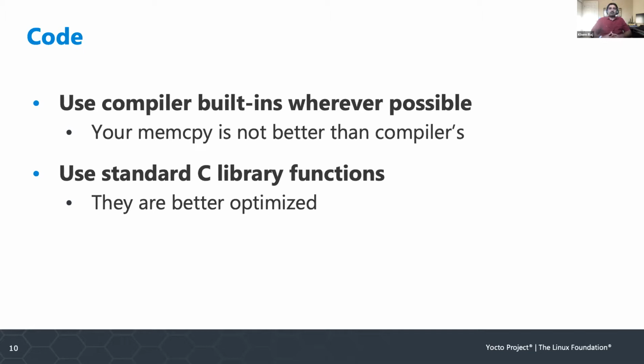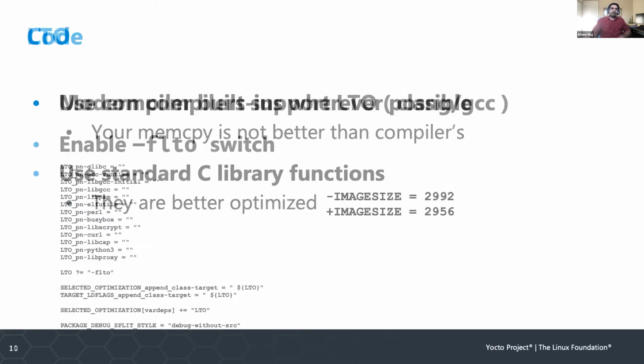Similarly, use standard C library functions. They are better optimized. So don't write your own printf or your own subset of libraries unless and until needed. Try to use the standard optimized library function. If you keep these things in mind, the size of your applications will automatically improve.